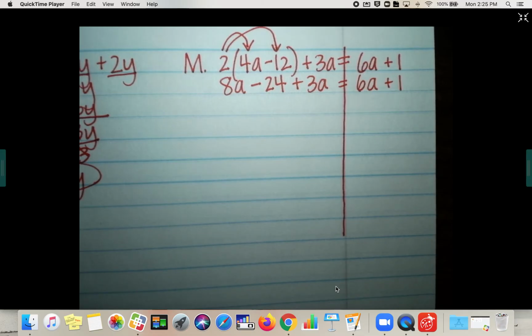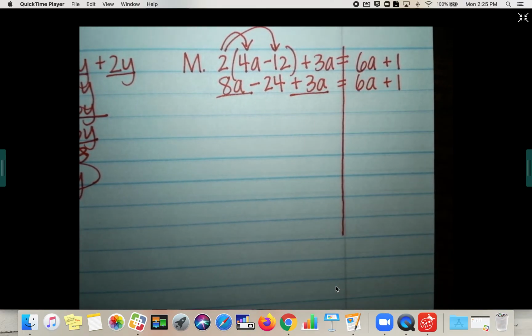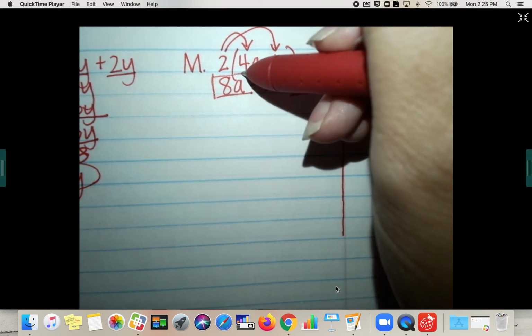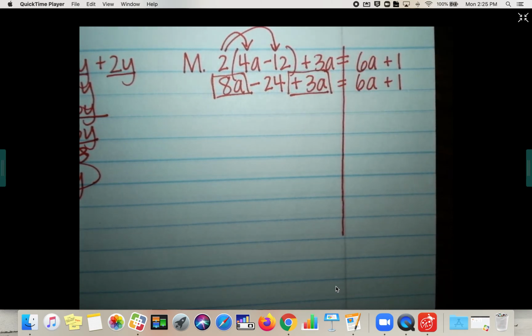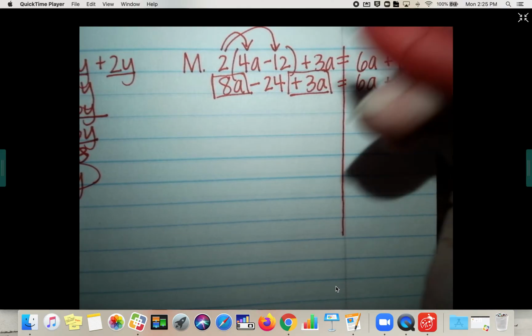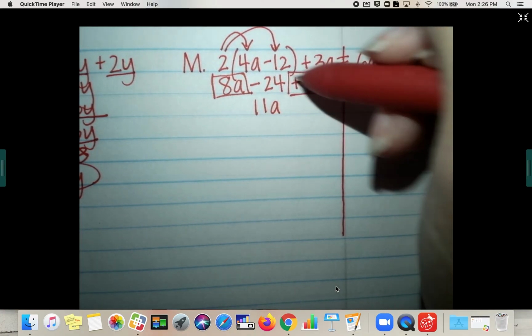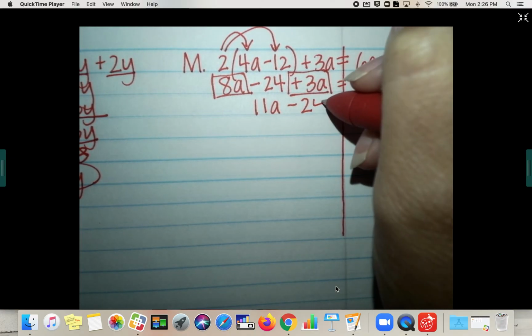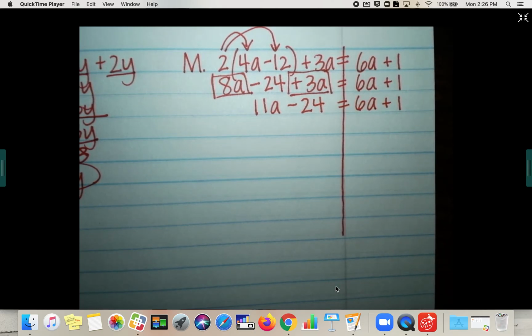All right, I see some like terms on the same side. I see this 8a and plus 3a. So if I can go ahead and combine my 8a plus 3a, I can shorten up this left side a little bit. 8 plus 3 is 11. So I'm going to make it 11a. And then I'm going to bring down this negative 24 that I haven't done anything with yet. And I'm still keeping 6a plus 1 over here.